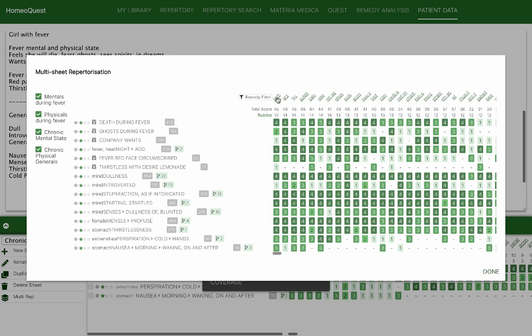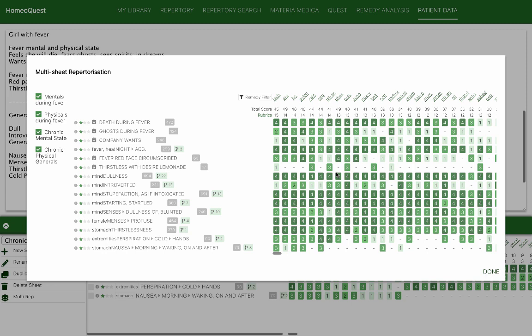Well, there's just one remedy which covers all of them, Lachesis, and that in no way came up for her when you read the miasmatic picture, right? So this was how the whole case was, but otherwise there was nothing that was covering both the mind and the body during the fever and in the chronic state and all her symptoms. So now the option is to look at different sheets in combination.